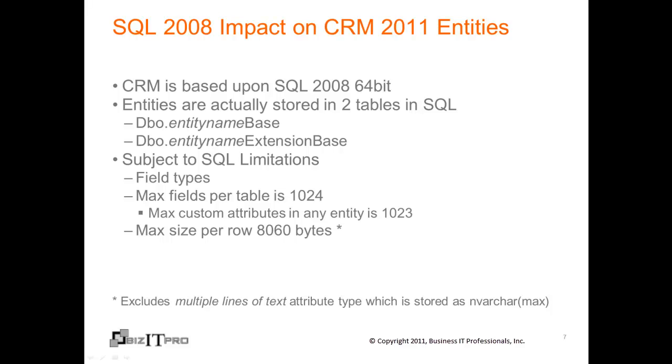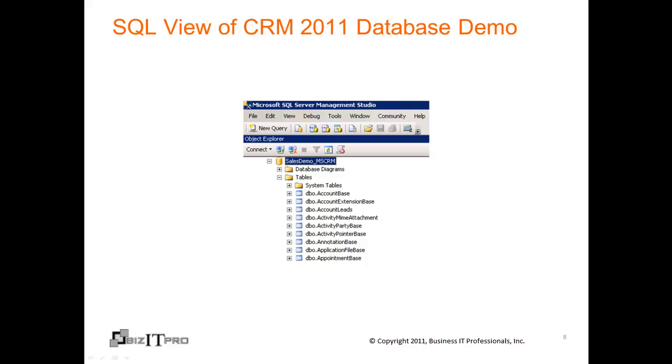We're also limited to a maximum size per row of 8,060 bytes. Again, this is a SQL limitation. It also excludes the multiple lines of text attribute type, which is stored as nvarchar max, and this type of data is excluded from the maximum size per row of 8,060 bytes, and it's stored in the database in a completely different way. So now let's take a look at the SQL view of the CRM 2011 database.